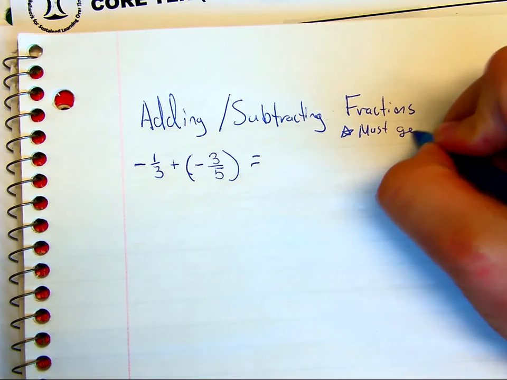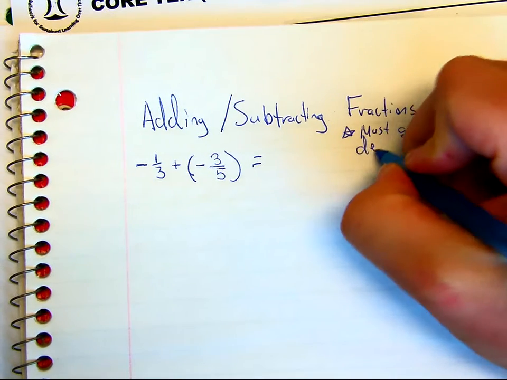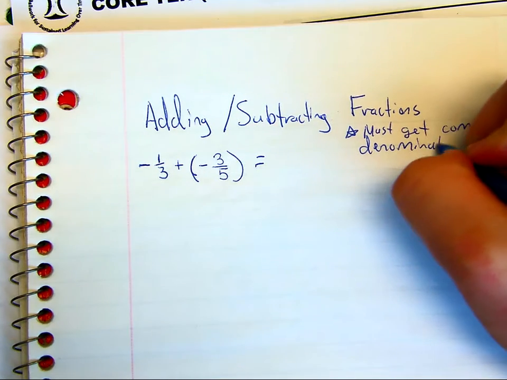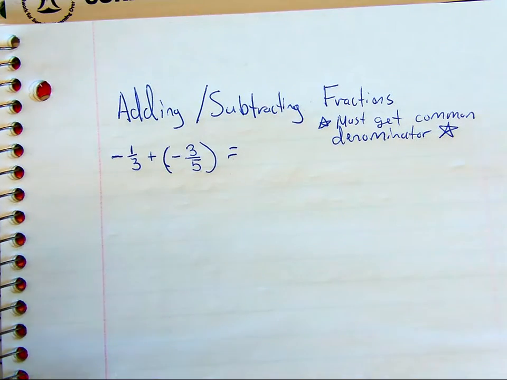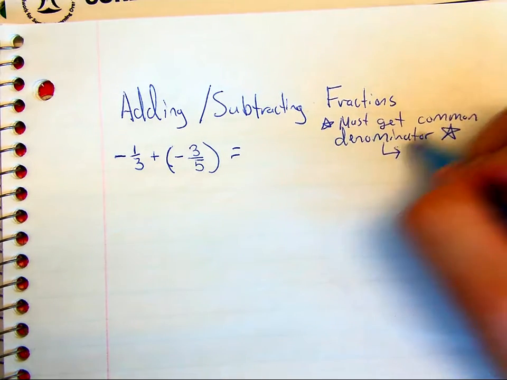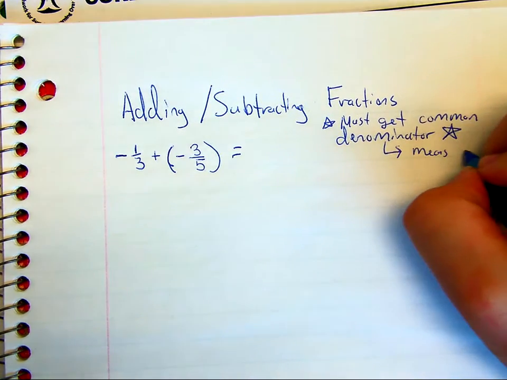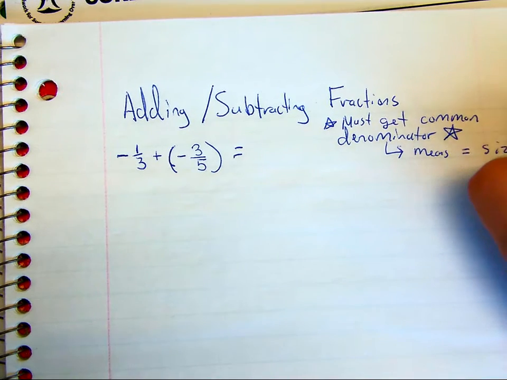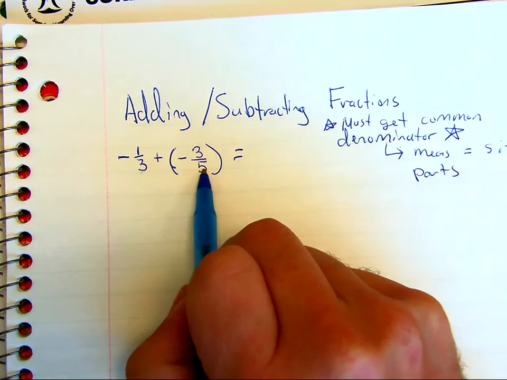you must get a common denominator. That is the must with adding and subtracting fractions. You have to have a common denominator because that common denominator means equal size parts. So right now I have thirds and fifths.